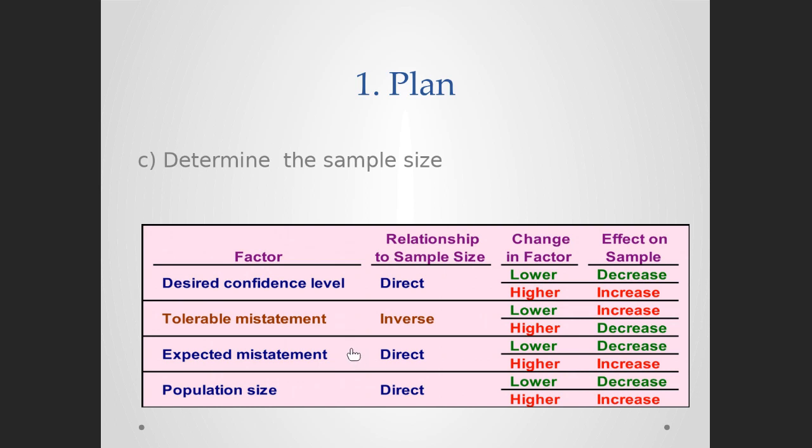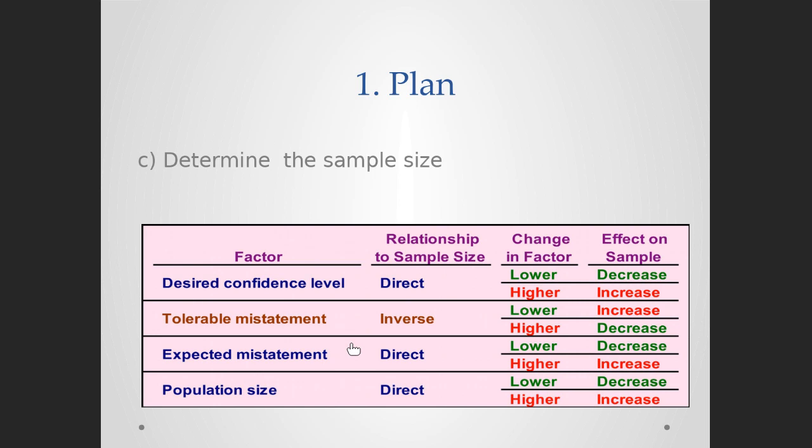The third is expected misstatement. Now the tolerable misstatement is always in relation to the sample or population. What is the tolerable misstatement related to? Sample or population? Sample, right? Very good. The expected misstatement is always related to the population, right? Sarah, very good. So population.